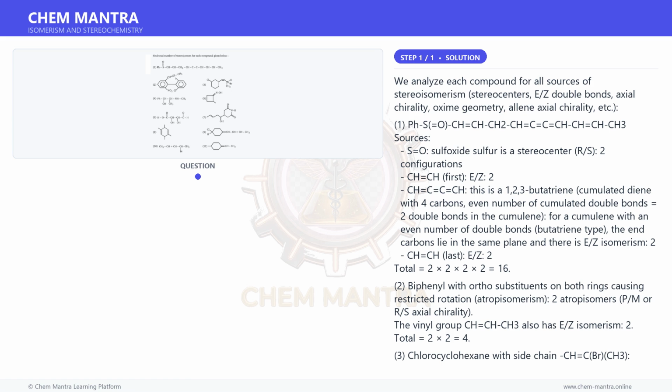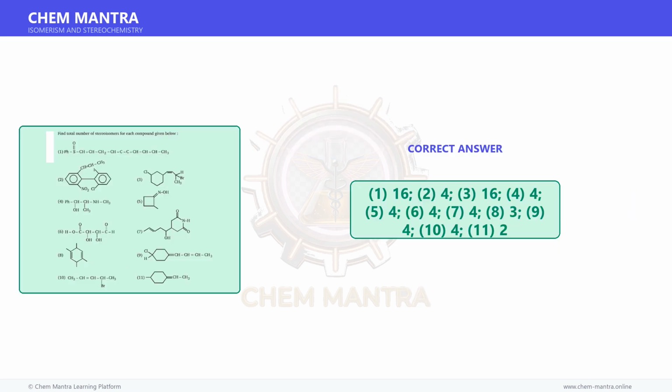Therefore, the correct answer is: 1, 16; 2, 4; 3, 16; 4, 4; 5, 4; 6, 4; 7, 4; 8, 3; 9, 4; 10, 4; 11, 2. The correct answer is shown on screen.